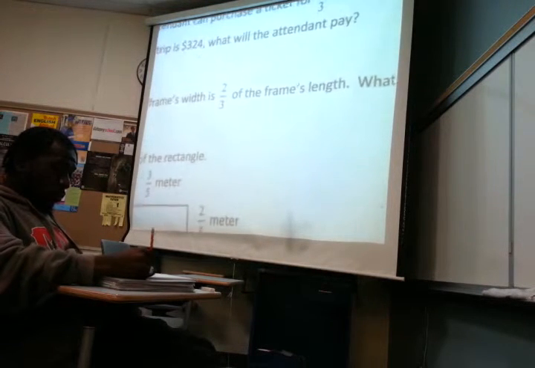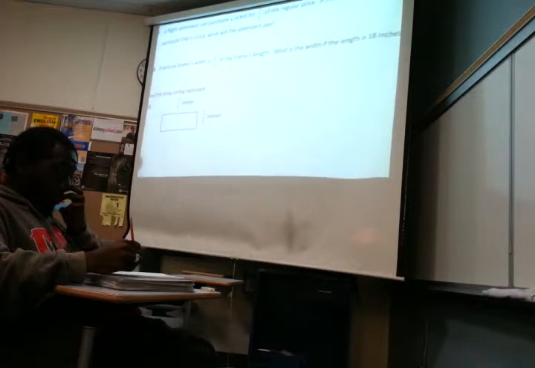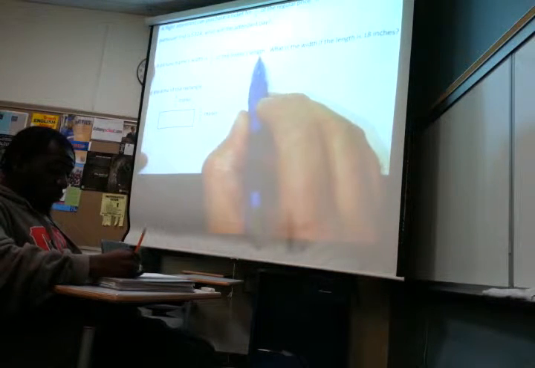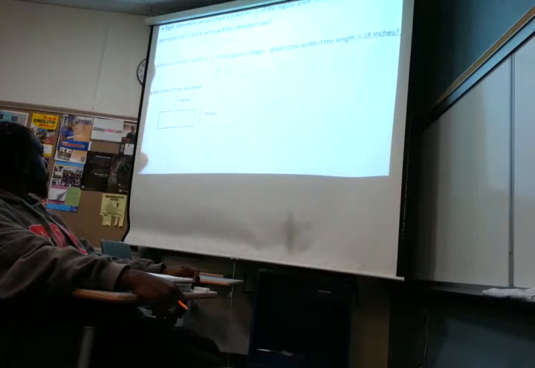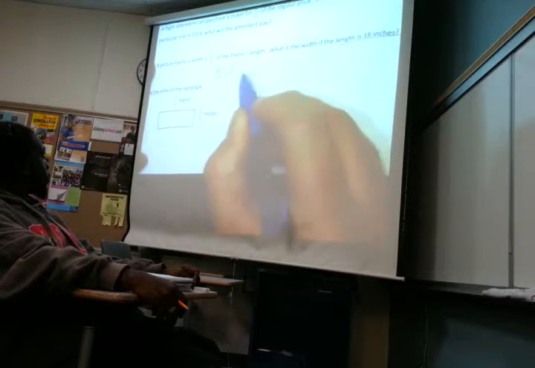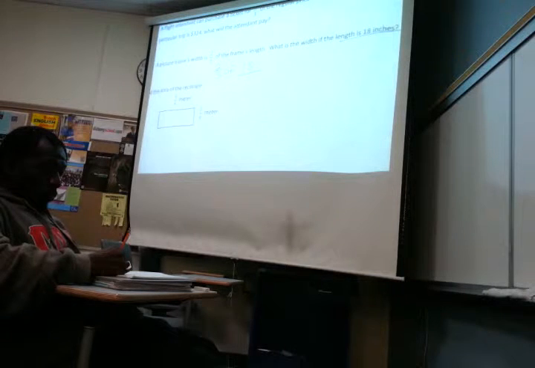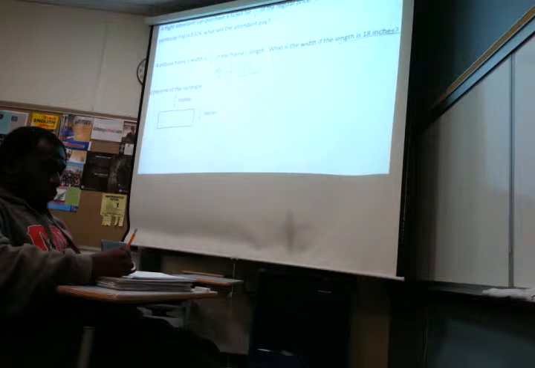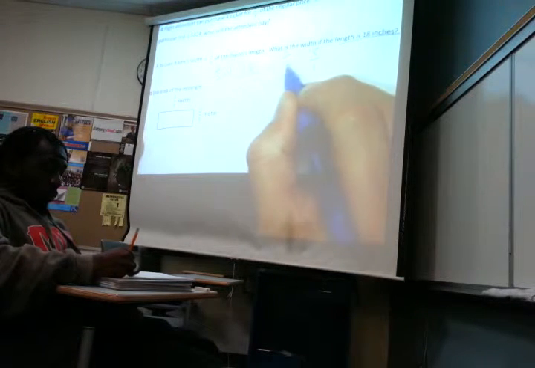There's one last little problem on here, and I gotta unzoom a little bit just to fit it in there. So a picture frame's width is 2/3 of the frame's length. So 2/3 of the length. The length is 18. So 2/3 of 18. And who remembers what "of" means? Times. Multiply. When you talk about percentages and fractions, when I say it's 8% of this or 1/7 of this, I multiply. So 2/3 times 18, and I can always put a whole number over 1.